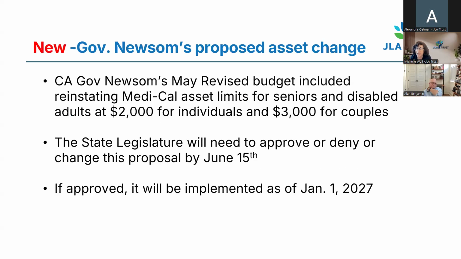Now, this is the brand new slide. Just last week, Governor Newsom unveiled his new May revised budget, based on how income tax is coming into the state of California. Because the state is having some financial issues, Governor Newsom has proposed taking the asset limit back down to $2,000. So what that means is people who have more than $2,000 and want to keep their Medi-Cal may need to put the extra money either into a CalABLE account or into a first-party special needs trust.